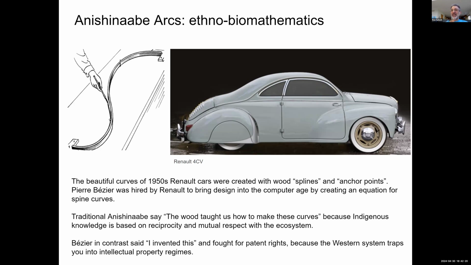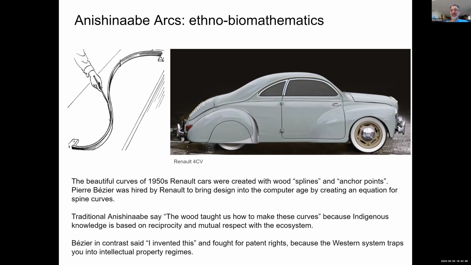But what was so interesting to me is that when I asked the Anishinaabe elders, what is it that's going on here? They would say things like, well, the wood taught us. We talked to the tree people, right? We get permission from the trees when we extract these pieces of wood. The wood taught us how to make these curves. Whereas Bezier, when they asked him about it, he said, "Oh, I discovered that. I invented it. I'm a genius." Right? And he even fought over, trying to make sure that he got the patent rights for it.